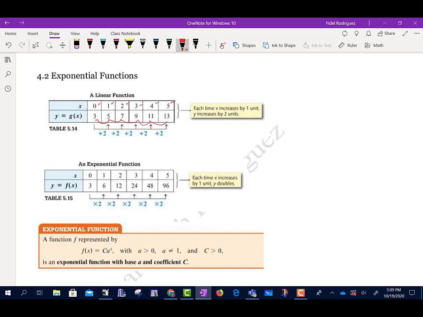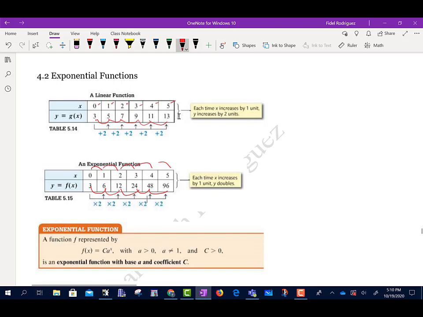For the exponential function, if you notice 0, 1, 2, 3, 4, 5, from 3 we're going to 6. We doubled it. From 6 we went to 12. It was doubled again. It's doubled, it's doubled, it's doubled. So that's the difference between a linear function and an exponential function. A linear function goes up by the same amount, so we're either adding a certain number or subtracting a certain number. Exponential functions are multiplied by something, okay?